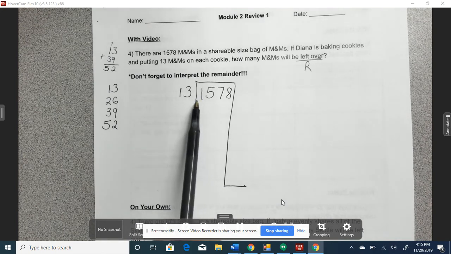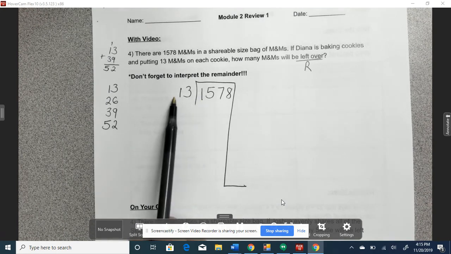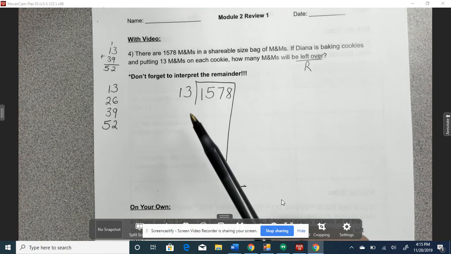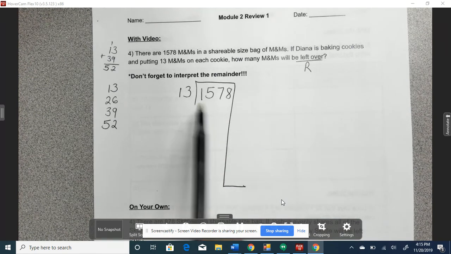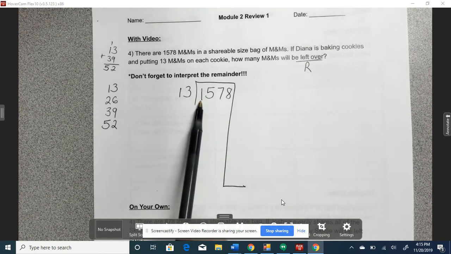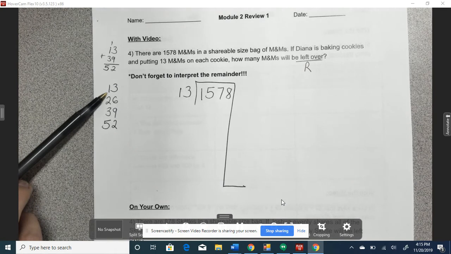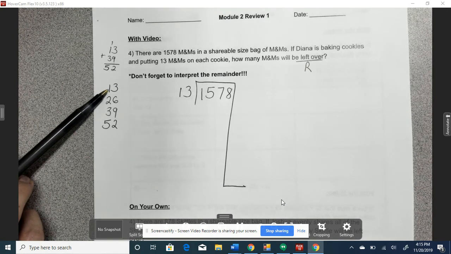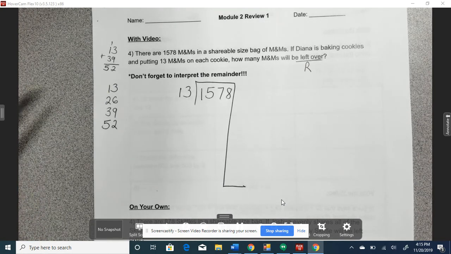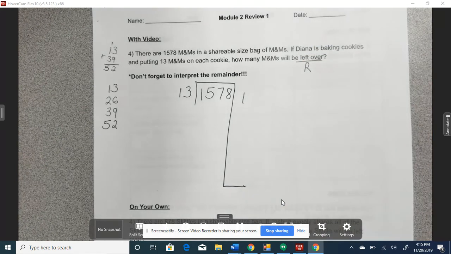So let's see. 1,000s block split into 13 groups. I only have 1 thousand, so I can't split into 13 groups. Let's now look at hundreds. I have 15 hundreds. I can split 15 hundreds blocks into 13 groups. I'm going to look at my multiples. 13 is my closest multiple to 15 without going over. 13 is my first multiple, so I'm putting it over here.